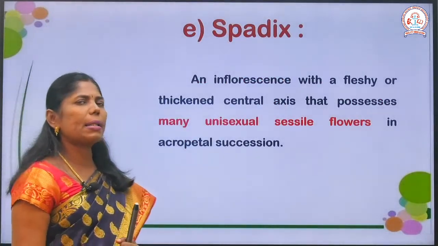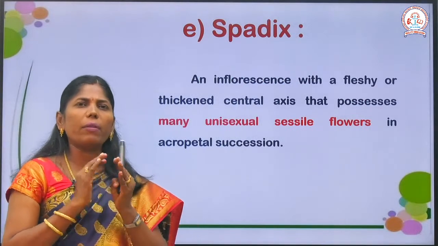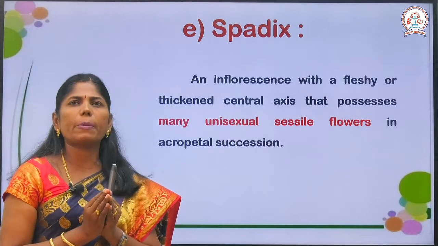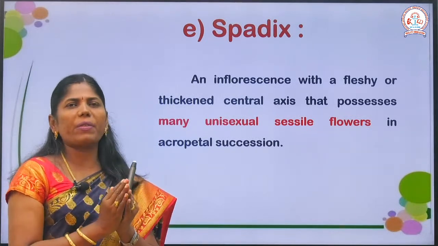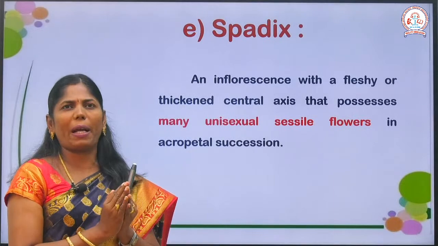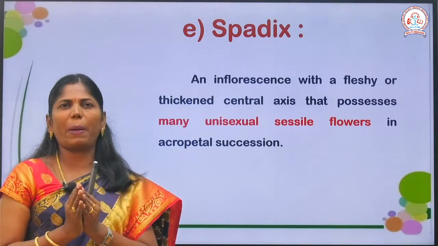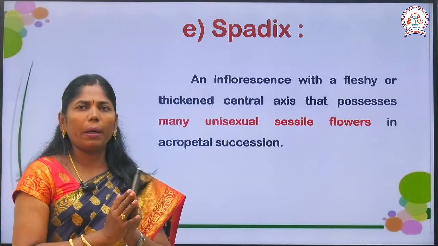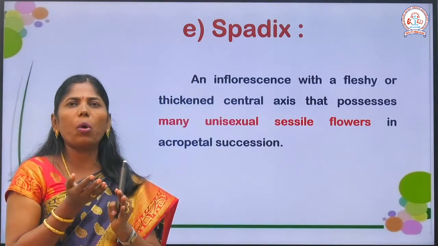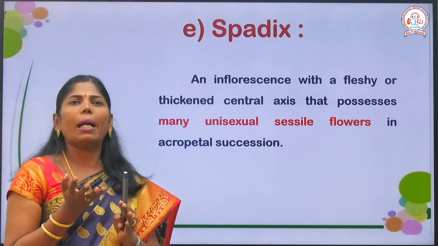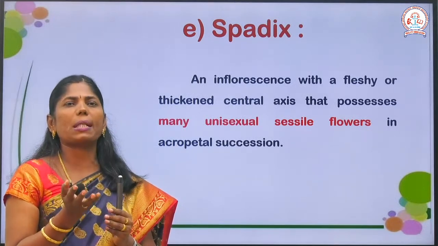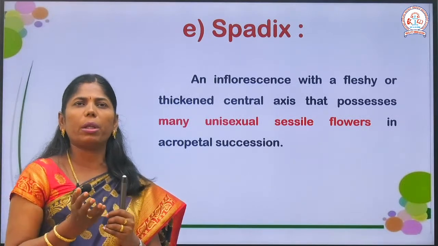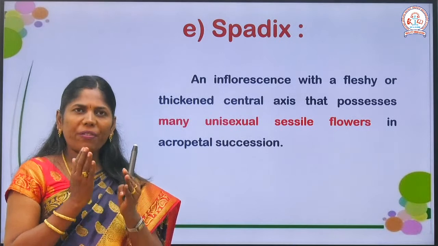Spadix, that is, the inflorescence is covered with a thick, fleshy, sheath-like structure called a spathe. There are two types of spadix. One is the fleshy spadix, another one is the tough spadix. The fleshy spadix is present in the banana flower. The banana flower bud has a boat-shaped, thick and brightly colored cover, a boat-shaped structure, and that is called a spathe. That is a fleshy spathe.